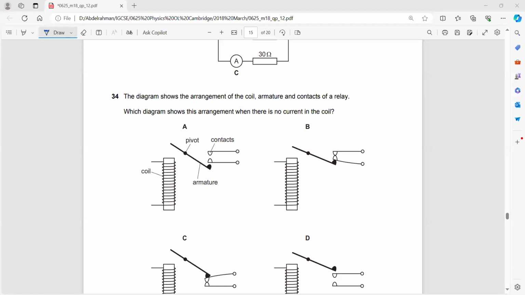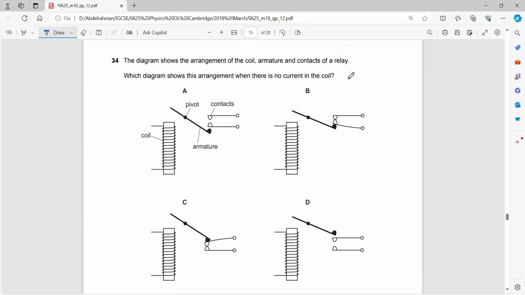Okay, question 34 might be a bit tricky. Why is question 34 a bit tricky? The diagram shows the arrangement of a coil, an armature, and contacts of a relay. Which diagram shows this arrangement when there is no current in the coil?